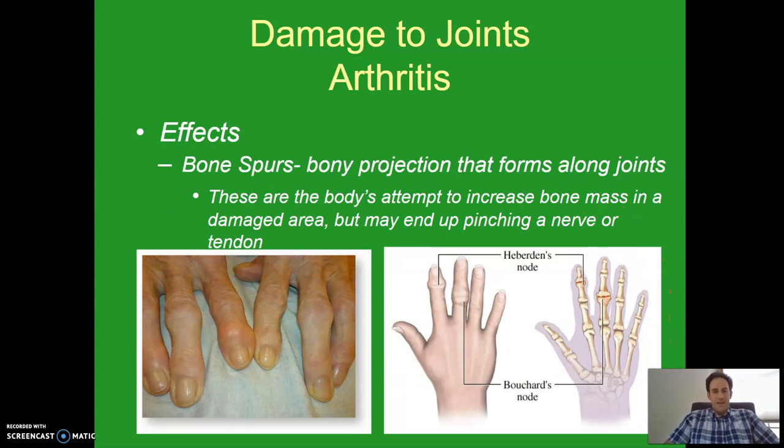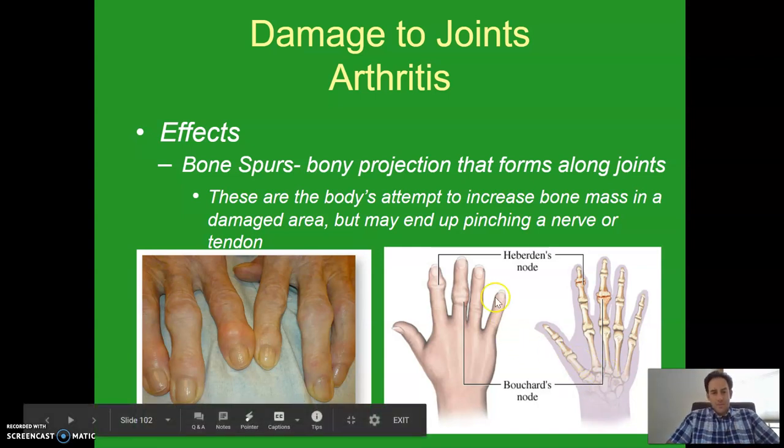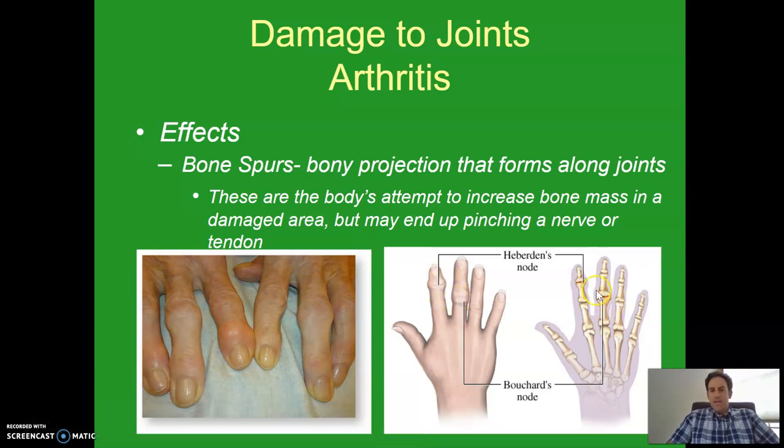What are the effects then of arthritis? Well, if the bones are rubbing against each other, that can be problematic, obviously. One thing it can cause is bone spurs. And here you can see these kind of swollen areas around the joints at the knuckles. What's going on? Well, you can imagine if the bones are rubbing against each other, that causes little microscopic fractures.